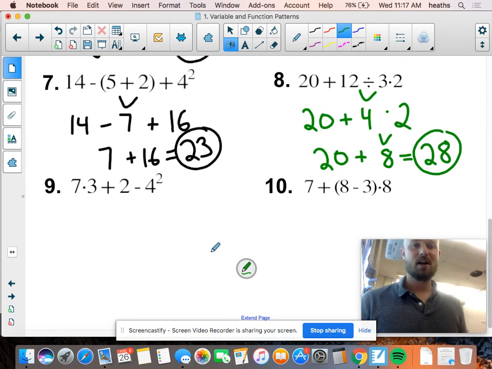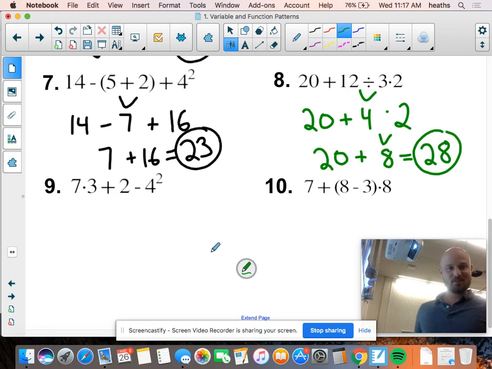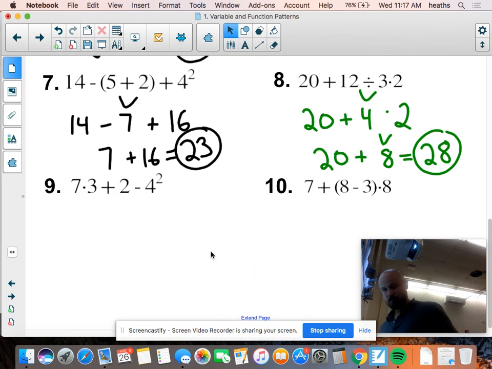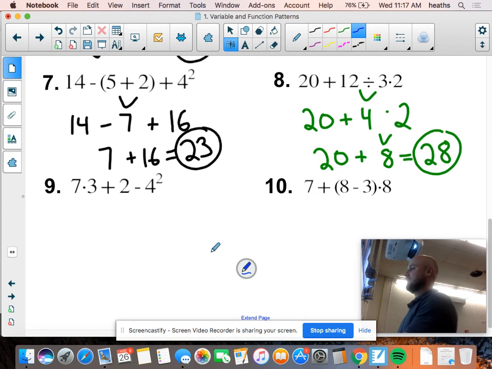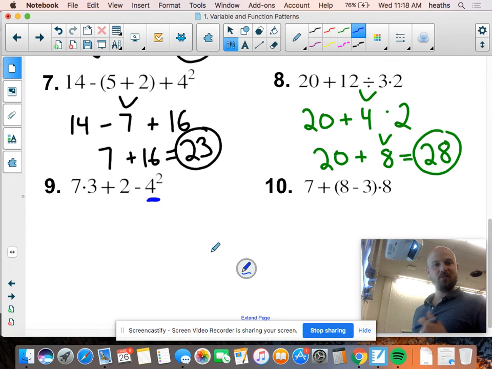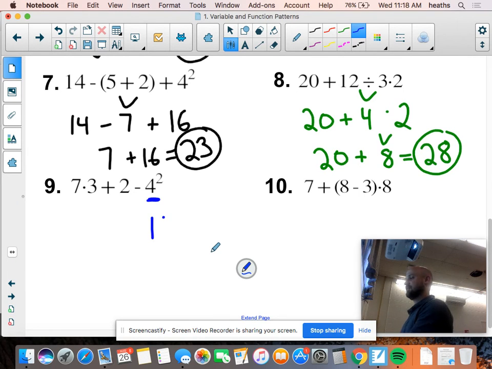Okay, last two problems here. 7 times 3 plus 2 minus 4 squared. Let's look at this first. We do not have a parenthesis, but we do have an exponent. That 4 to the second, or 4 squared, we just had that same one above, and we know that that was 16. So 16, we'll drop the rest of our problem down.